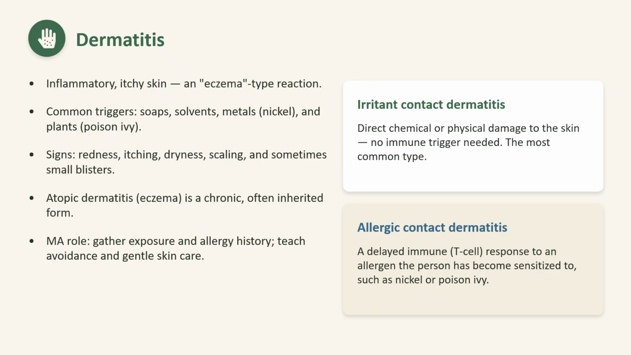Allergic contact dermatitis is different. It's a delayed immune reaction driven by T cells in someone who has become sensitized to a specific allergen. Classic examples are nickel in jewelry and the oil from poison ivy. The rash shows up a day or two after exposure and appears where the allergen touched the skin. There's also atopic dermatitis, the chronic, often inherited form of eczema seen in patients with allergies and asthma.